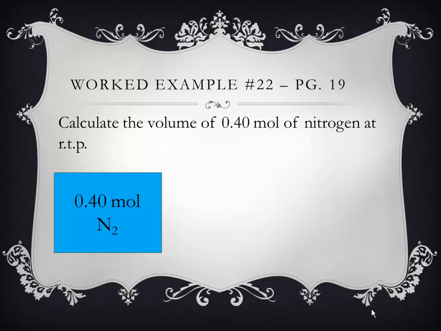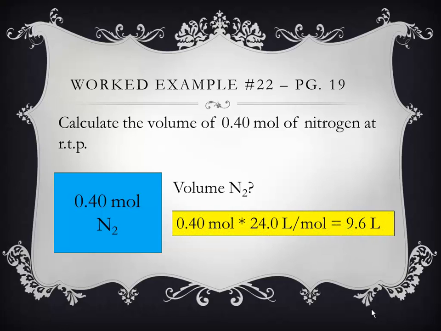So for example, to convert moles to liters at RTP, room temperature and pressure, it's just a simple multiplication of your constant, 24.0 liters per mole, times your moles, and you get 9.6 liters.